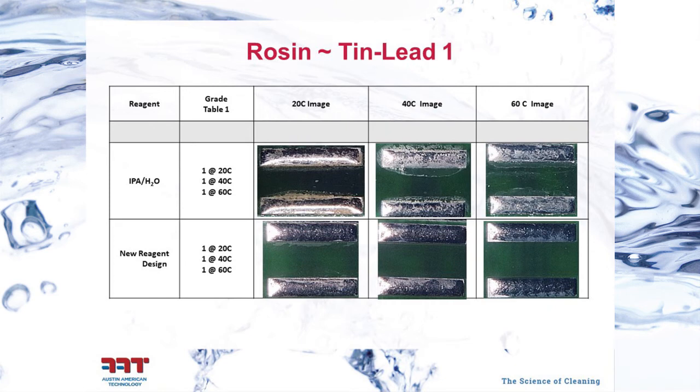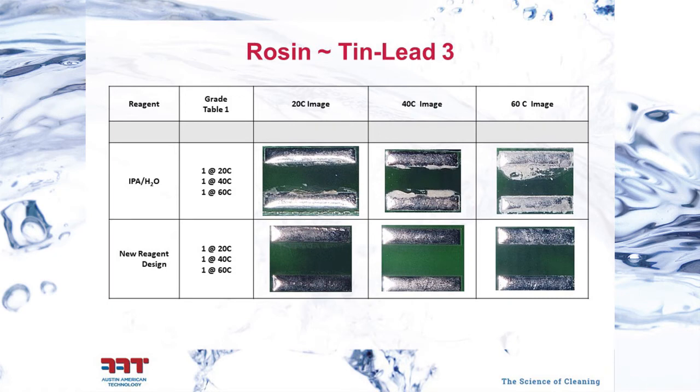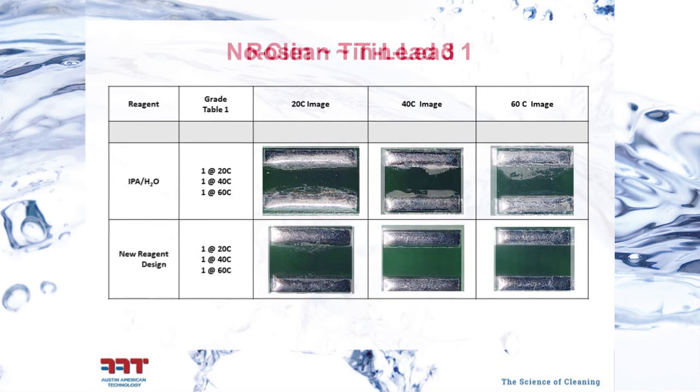And then, of course, on our rosin tin lead, same type of reaction. See, IPA and water did not clean very well, left a bunch of residue, and our straight DI water at the bottom did 100% cleaning. Rosin with tin lead, our third test, same thing. IPA didn't do so great. Our DI water at room temperature left a little residue, but as we heated it, we got great results.